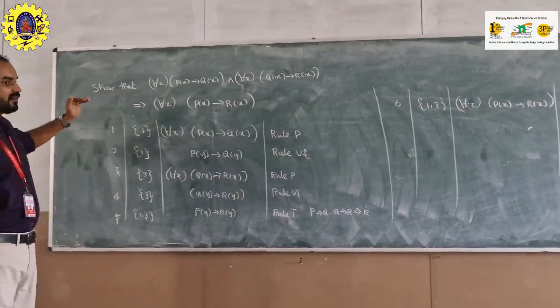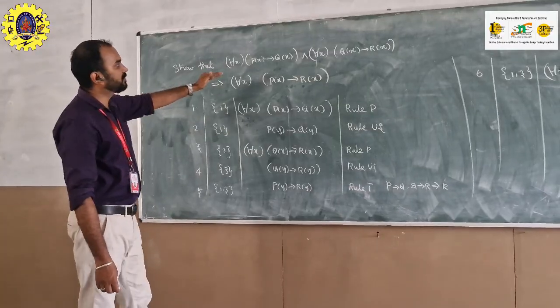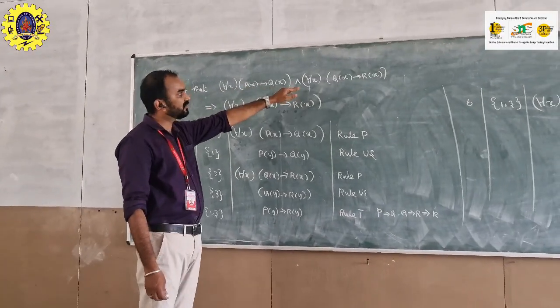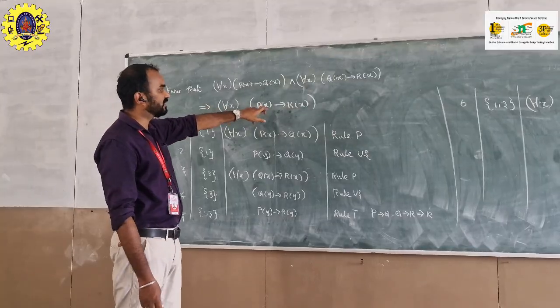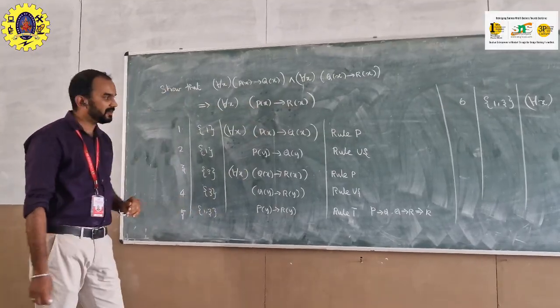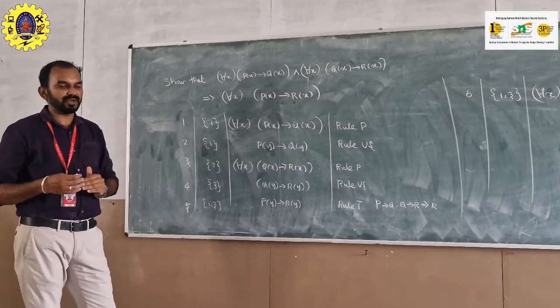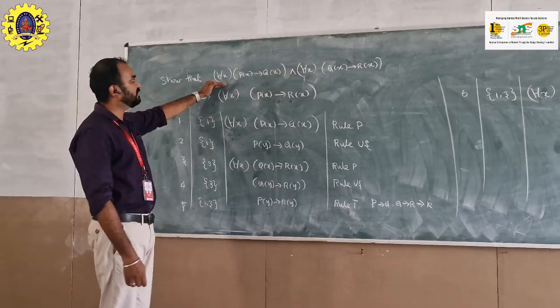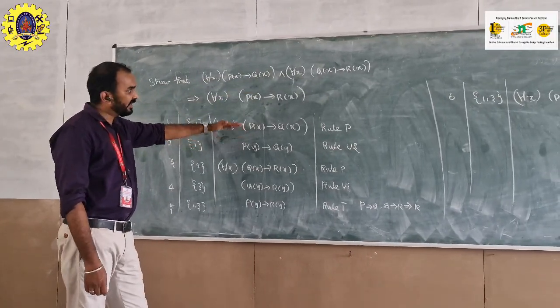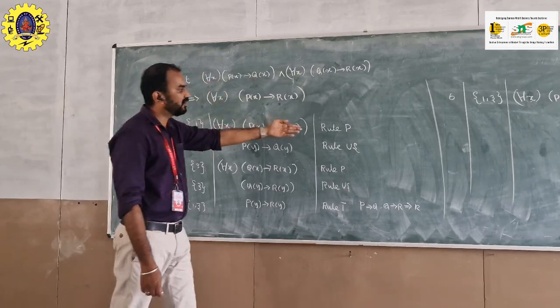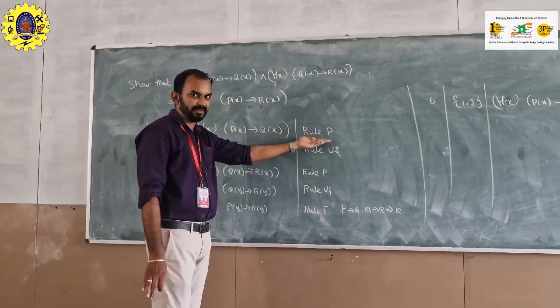See, our problem is show that ∀x (P(x) → Q(x)) and ∀x (Q(x) → R(x)) implies ∀x (P(x) → R(x)). First, we introduce one premise. Our first premise is ∀x (P(x) → Q(x)). Here I write given premise, so I mention the rule P.